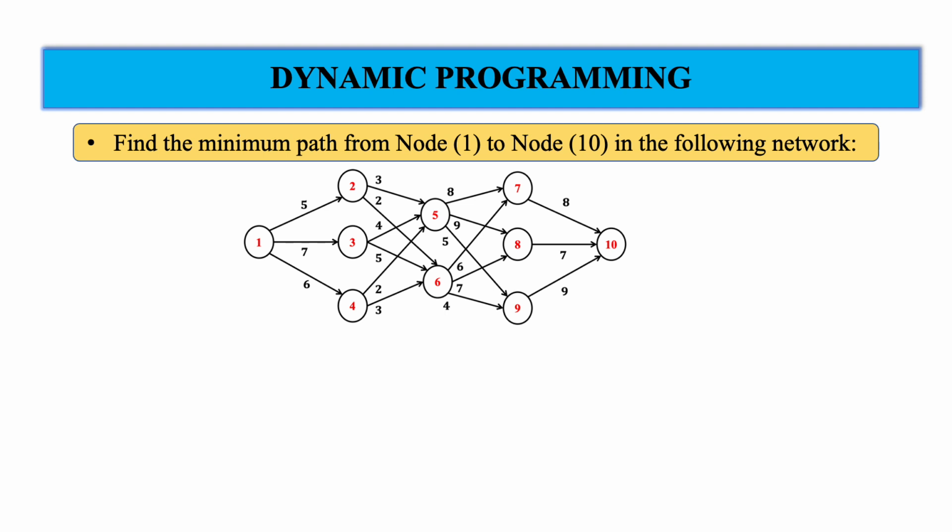You see that we have already found the minimum path from node 1 to node 10. It is 20 units, and the path is from 1 to 2, 2 to 6, 6 to 9 and 9 to 10, and the minimum path length is 20 units. Now how do we solve this problem using dynamic programming?